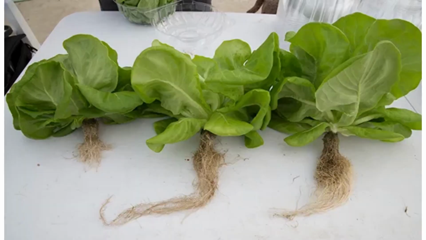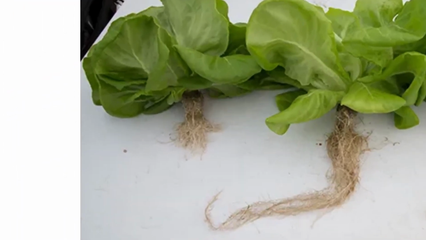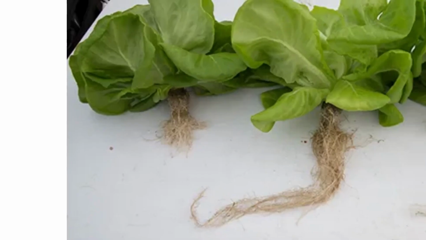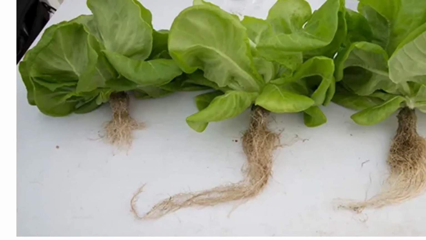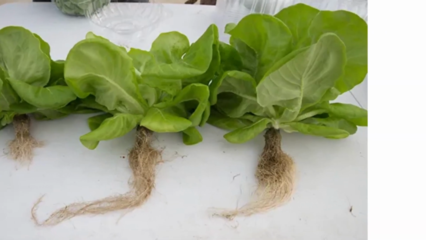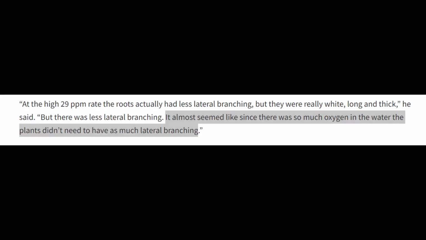The researcher also observed different root growth patterns for crops at different dissolved oxygen levels. At the low rate of 2 ppm, the roots were short and stubby and seemed like they were almost retreating from the water, remaining mostly in the rock wool rooting cubes. At the moderate rate of 7.5 ppm, the roots were long and had a lot of lateral branching, resembling standard hydroponic roots. At the high rate of 29 ppm, the roots had less lateral branching, but they were white, long, and thick. It seemed that since there was so much oxygen in the water, the plants didn't need to have so much lateral branching.